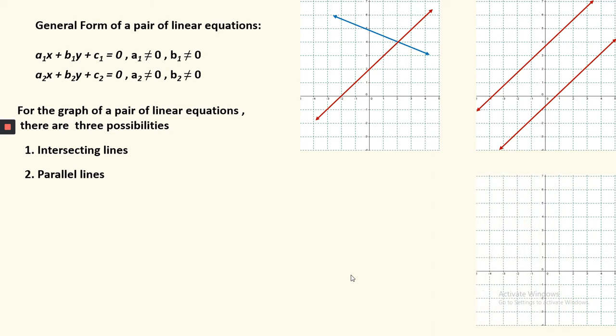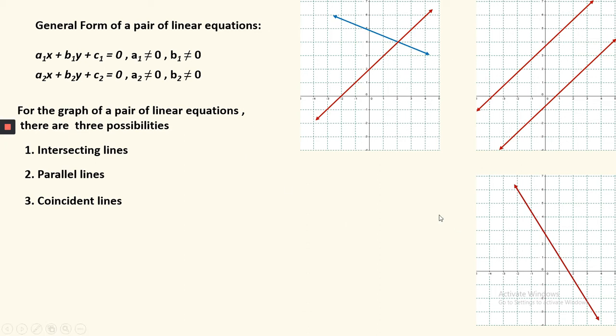The third possibility, I am drawing the first line. Now watch how the second line is being drawn. When the second line is drawn, it's clearly falling exactly on the first line. So one line is falling on the other line. We say that these lines are coincident lines.